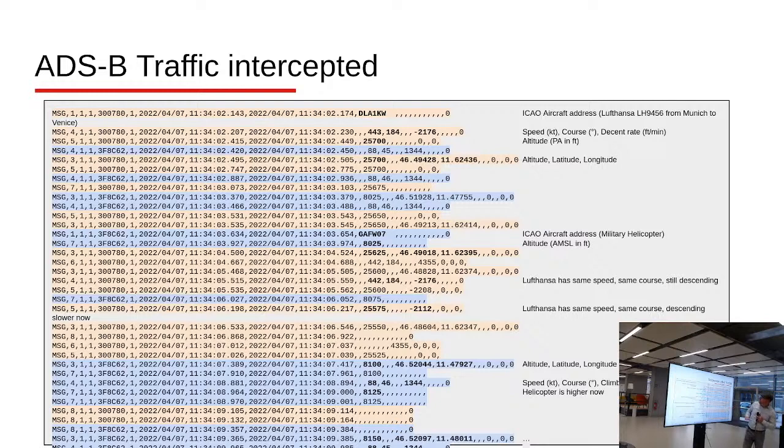In yellow, we see the Lufthansa flight, and in blue, we see a helicopter. Today, it's a GAF-W07. It's a military helicopter, and it was at about 8,000 feet, below, and going north. Here we see the degree, 46, so about 50 degrees northeast. And that's kind of an interception of the traffic itself.